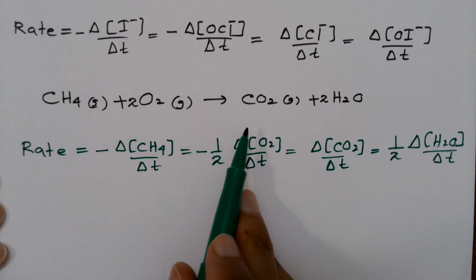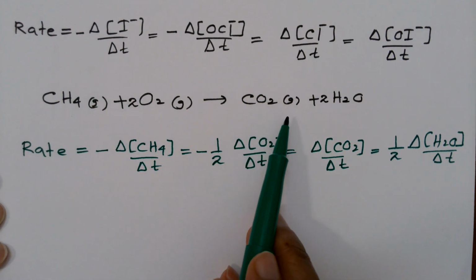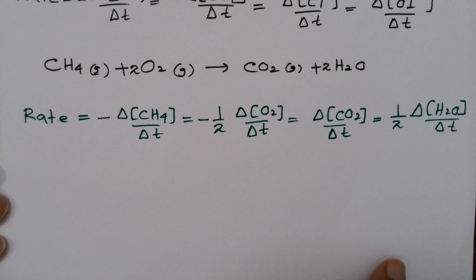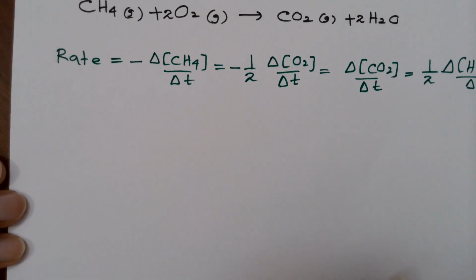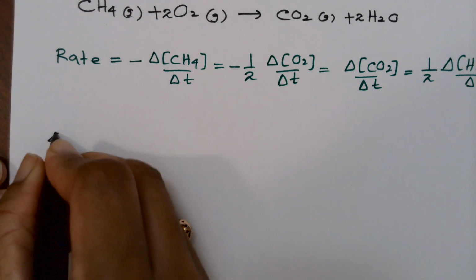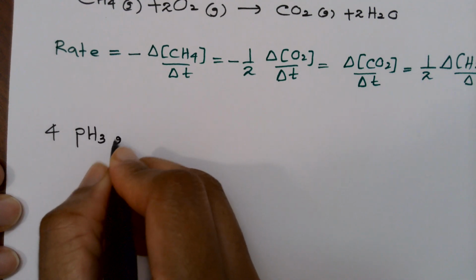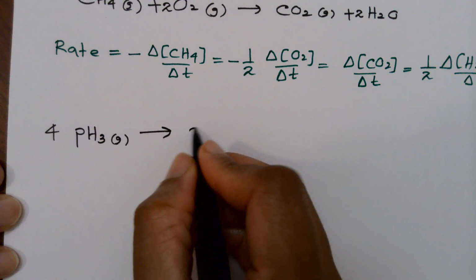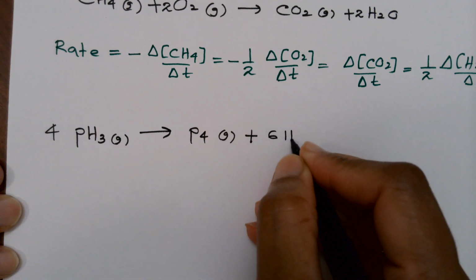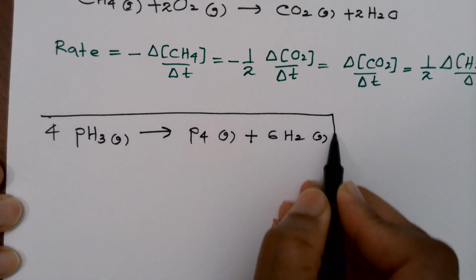Methane combustion produces CO2 plus H2O. So reactants disappear with time, products appear with time, increasing concentration. Now let's take calculations with values for another chemical reaction. So our reaction here is 4 moles of phosphine, 4 moles of PH3 phosphine, decomposed into P4 plus 6 H2 in the gas phase. This is the chemical reaction we are considering.